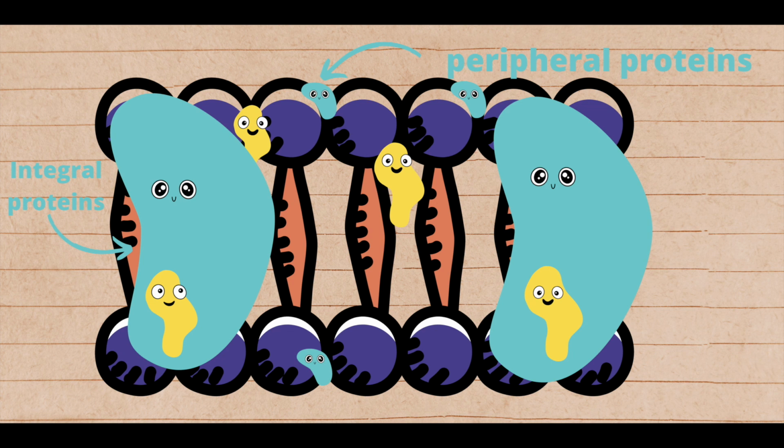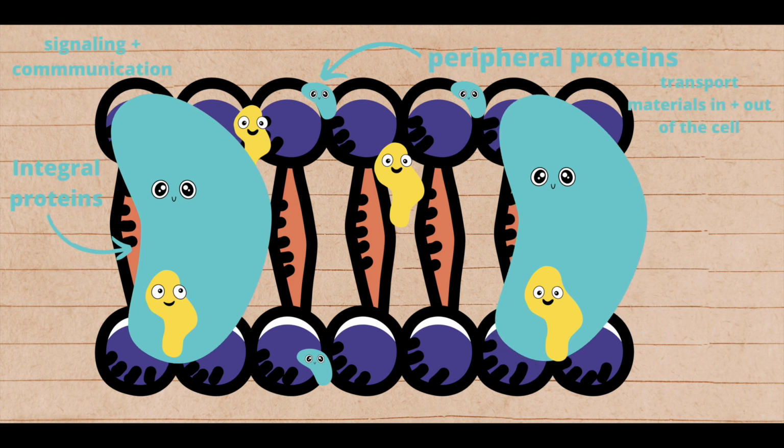Peripheral proteins hang out in the peripheral. They don't go into that inner hydrophobic area. They hang out on the outside. And these help in transporting materials in and out of the cell. Now, your integral proteins help with signaling and communicating, as well as moving molecules through the plasma membrane.